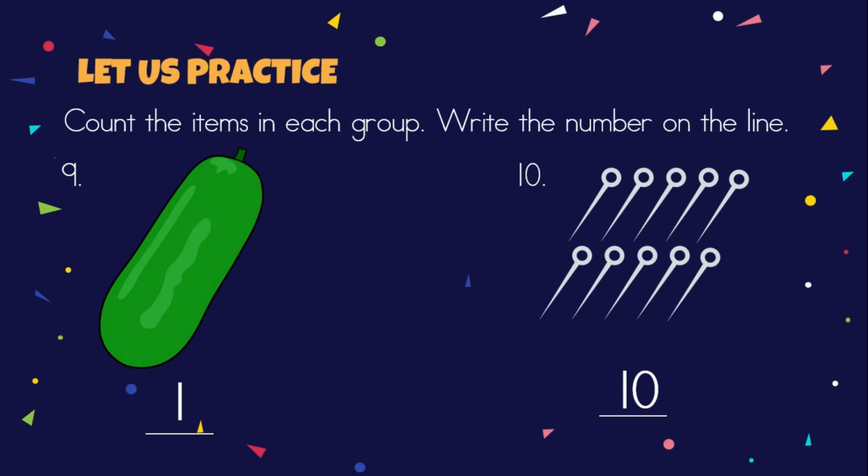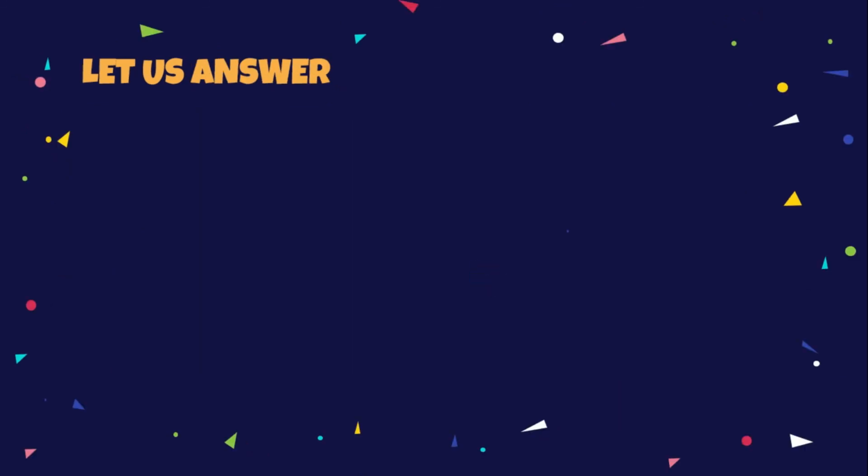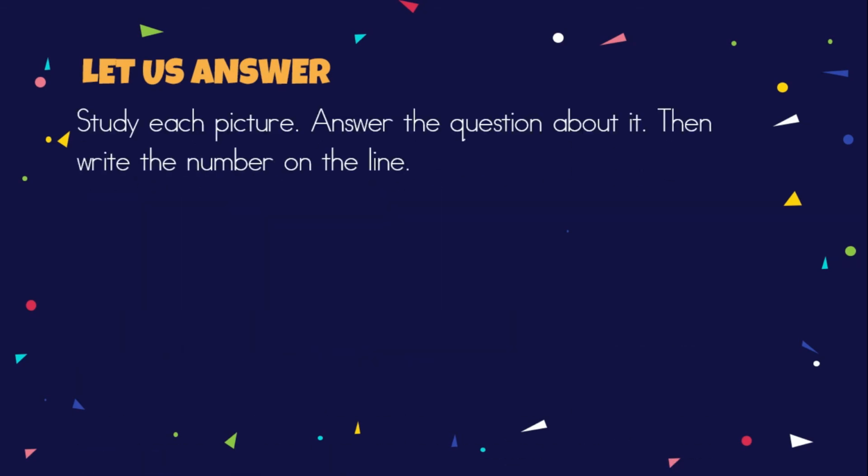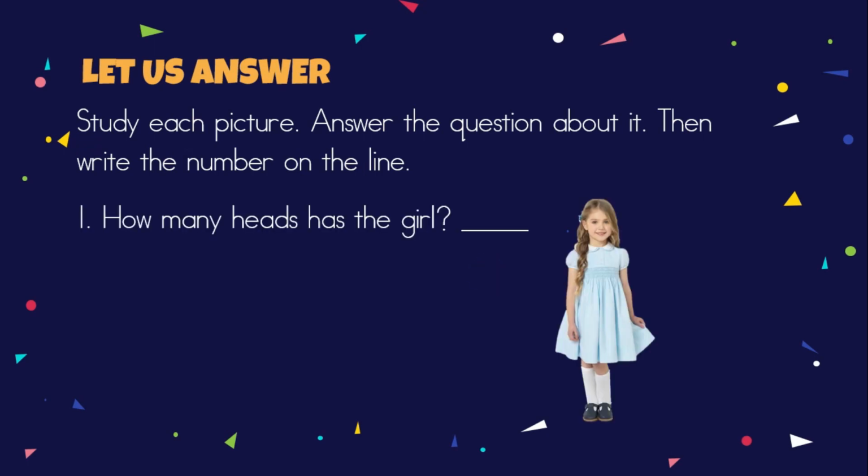Very good, kids. And again, let's answer. Let us answer on page 15 of your book. Okay? So study each picture, answer the question about it, then write the number on the line. Okay? So first picture. How many heads has the girl? Ilang heads daw meron ang batang babae dito? There's 1 head. Isang girl lang meron. Ibig sabihin, may isang ulo lang.